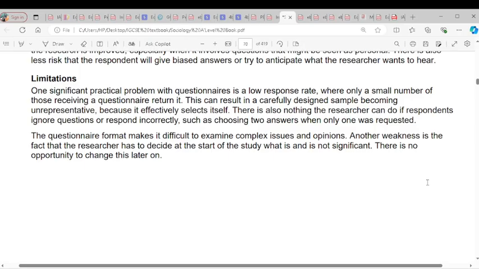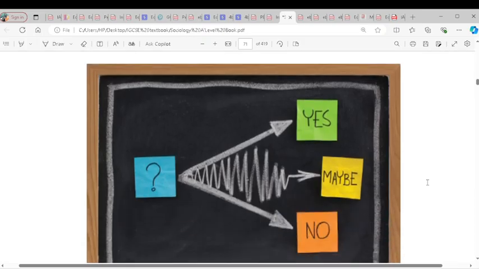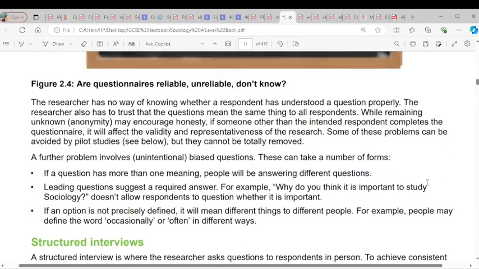And the last one is about the researcher itself. The researcher might not be able to include more questions if there is an opportunity to include more, because the questions are already sent to a person. Is it clear? So that's about the questionnaire, the strengths and the limitations. Any question about that? So is our questionnaire reliable, unreliable, or we don't know?